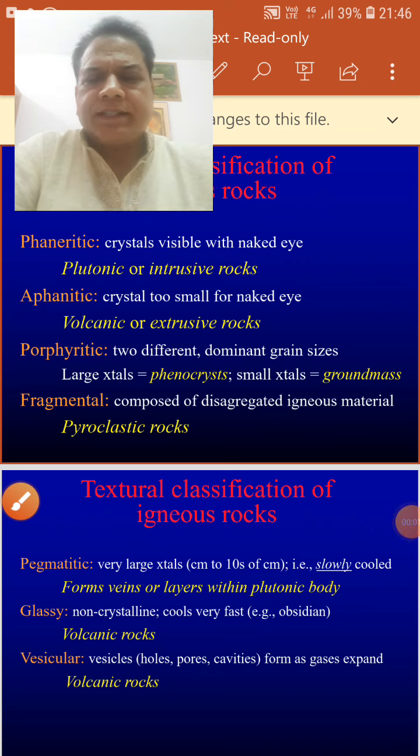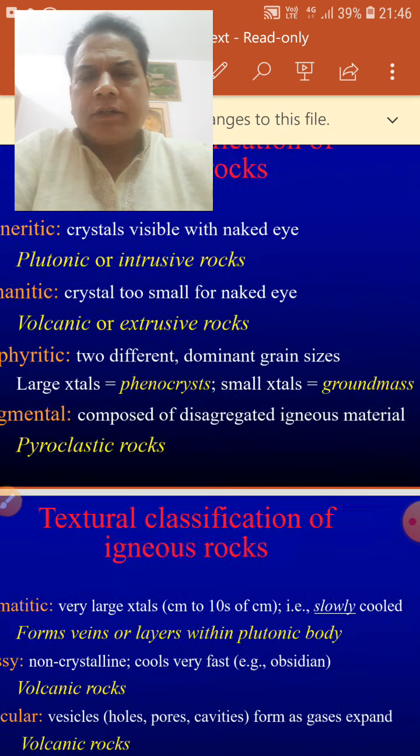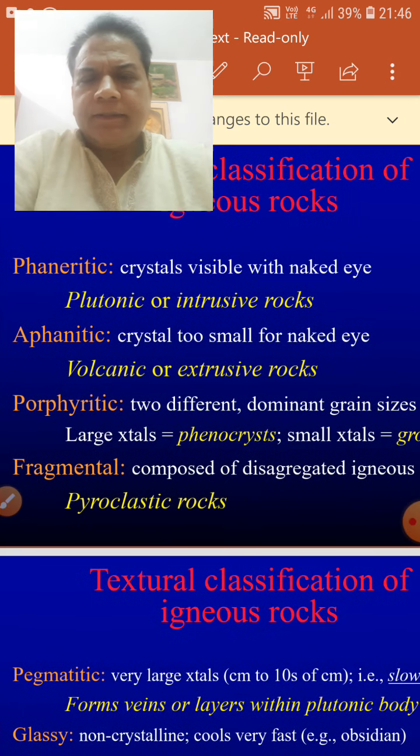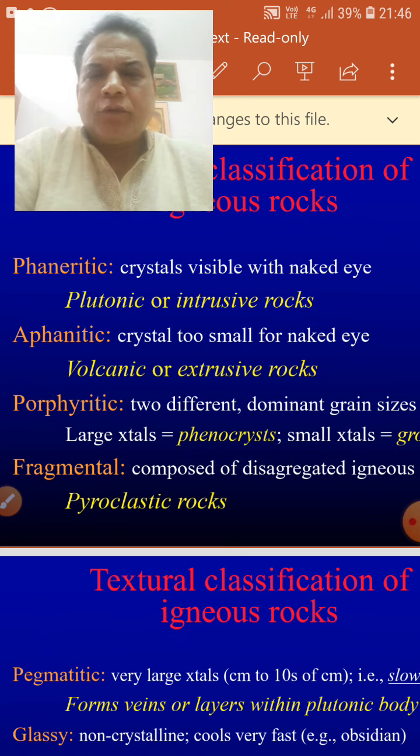Today we are going to discuss the texture classification of igneous rocks. Now, the various textural terms that are used. First, the phaneritic. Once we say phaneritic, it means the rock is made up of crystals which are visible with the naked eye, without the aid of a microscope.